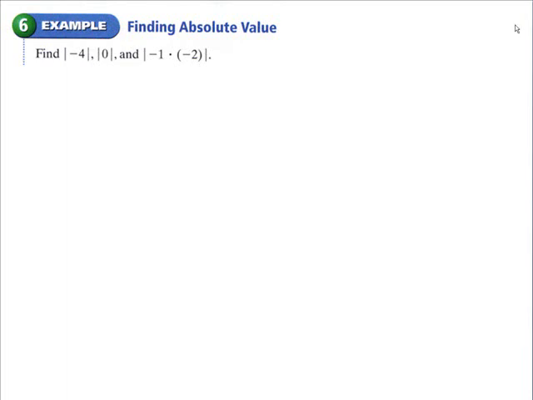Finding the absolute value. These big bars here mean absolute value. What that means is whatever's inside here, the final value of it, you're going to make it positive. So the absolute value of negative 3 is going to equal 3. The absolute value of 3 would also equal 3. It doesn't mean opposite. It means whatever's inside, you make it positive.